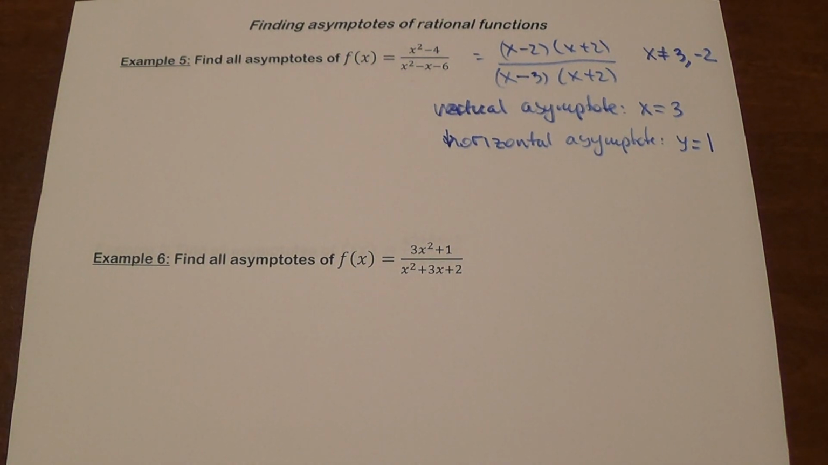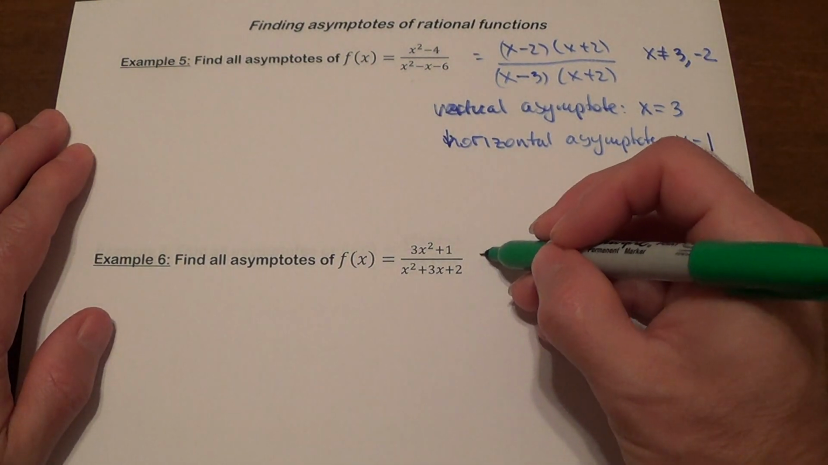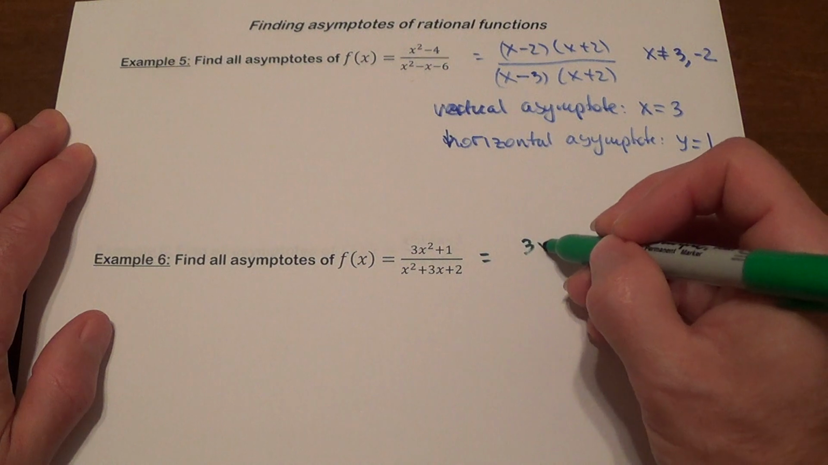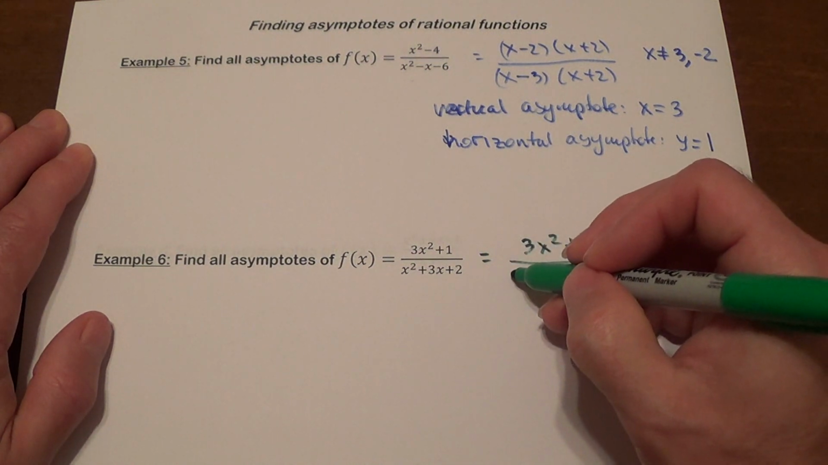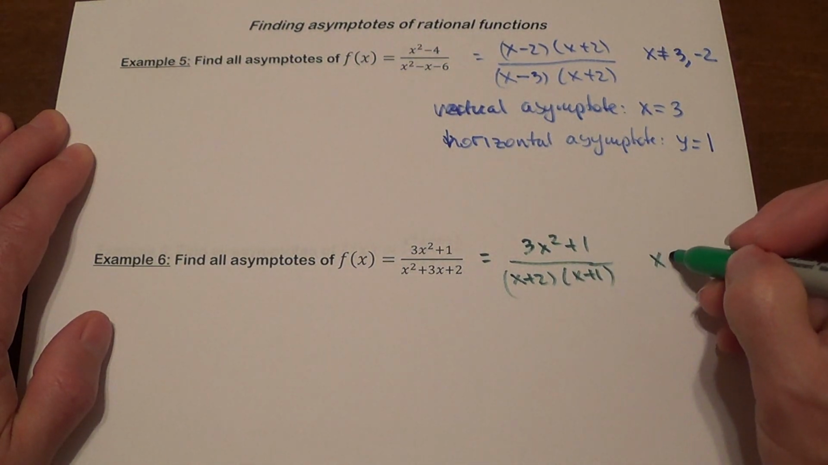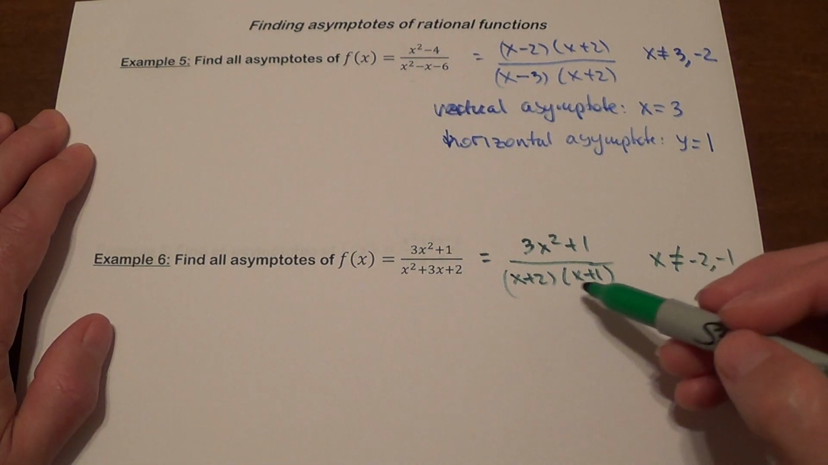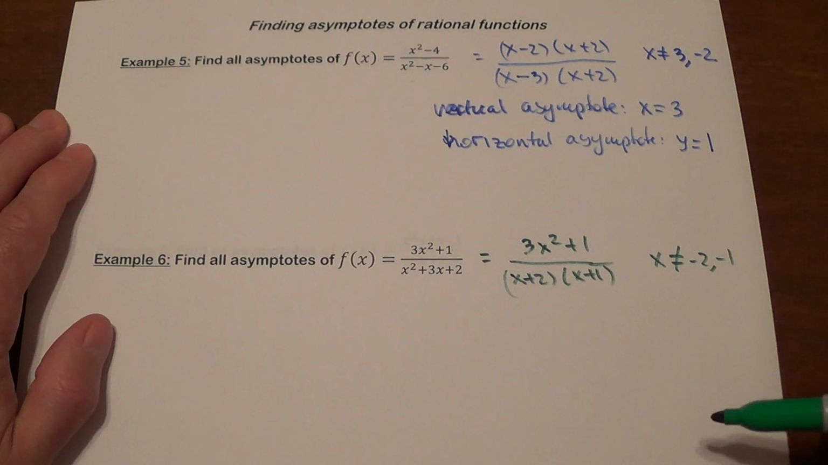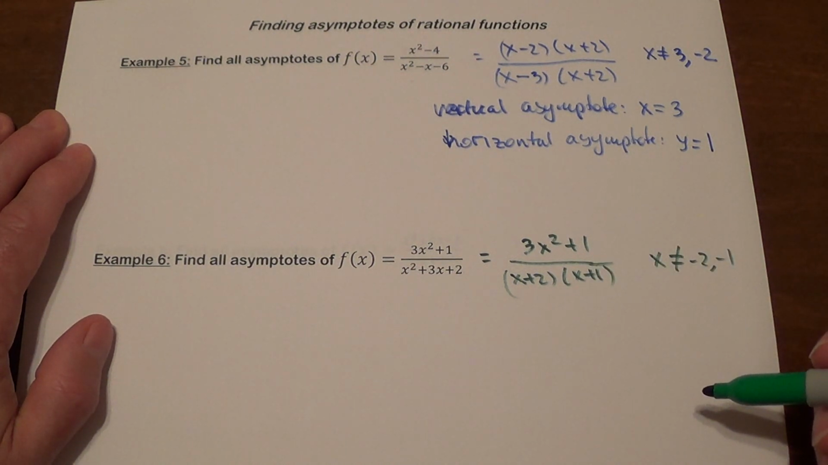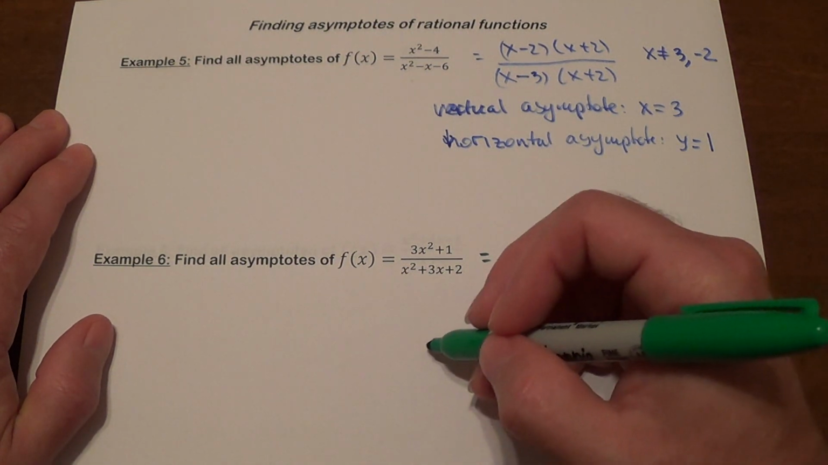This next problem, we got this function where the degree of the numerator is 2 and the degree of the denominator is 2, but before we get to that, let's see if we can factor it. The numerator cannot be factored. The denominator can be factored as x plus 2 times x plus 1. So that means x cannot equal negative 2 and negative 1. And for these two values, the numerator is not going to equal 0. As a matter of fact, the numerator cannot equal 0 for any value of x. And that means that both of these numbers are going to be our vertical asymptotes.